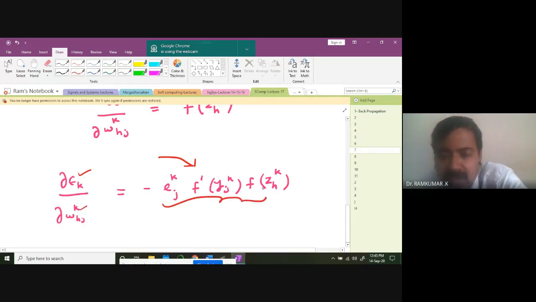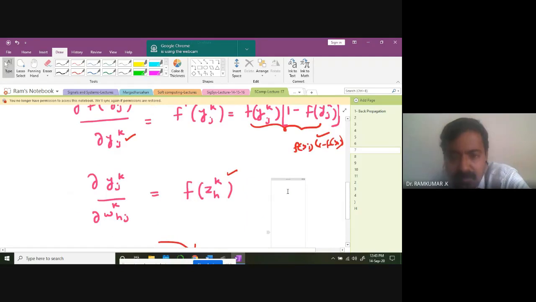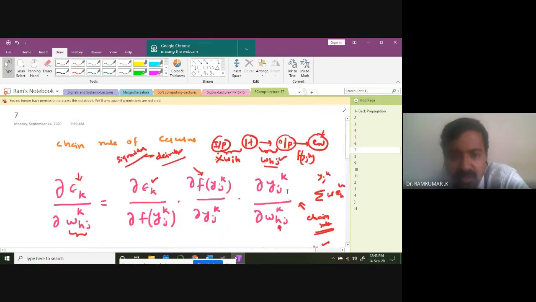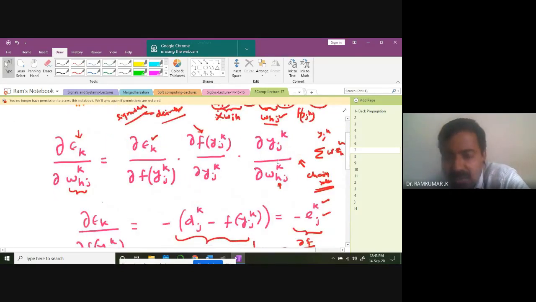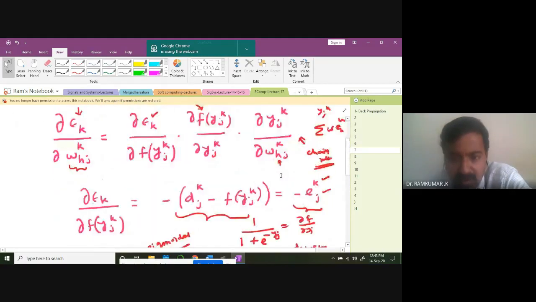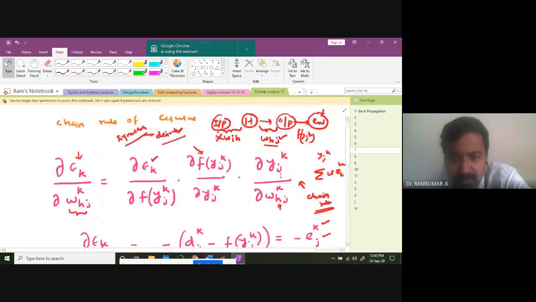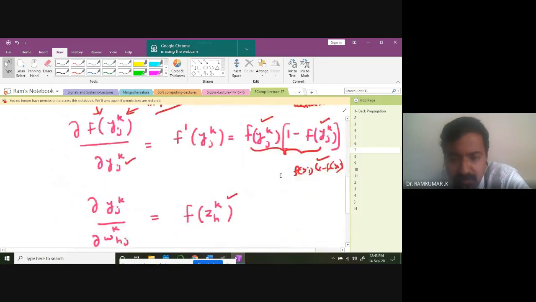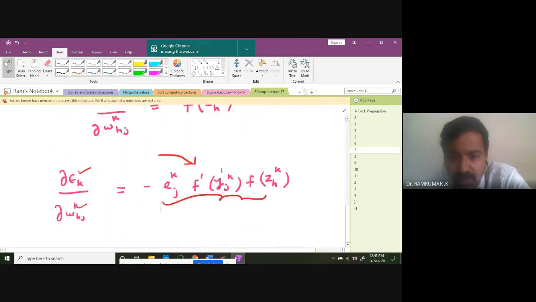Everybody with me here? Anybody having difficulty in understanding how we are computing the three derivatives for computing this value, dou ek by dou whjk? Anybody wants me to repeat? All right, understand this? Okay, now that's this value.